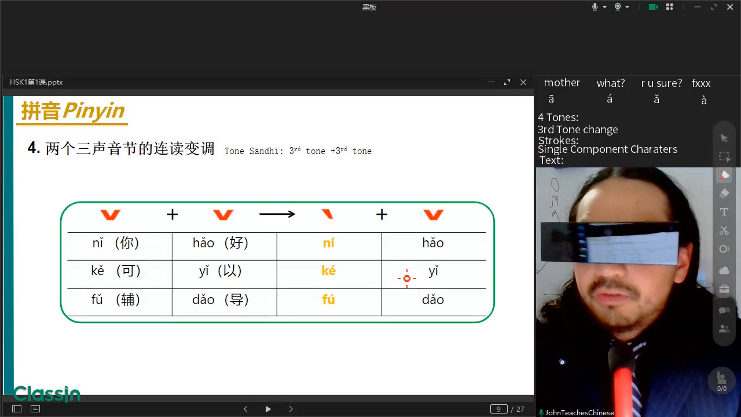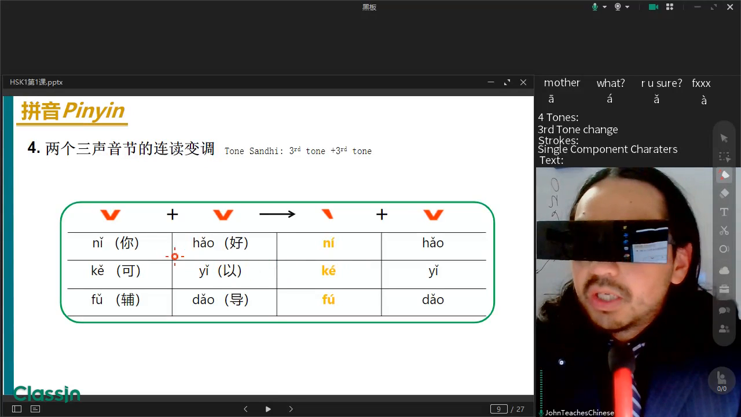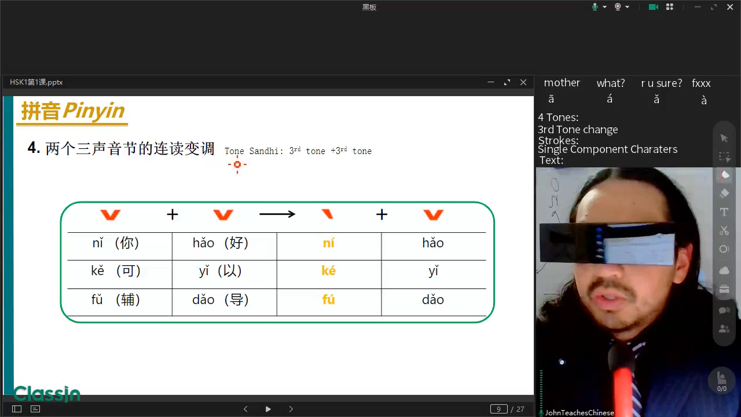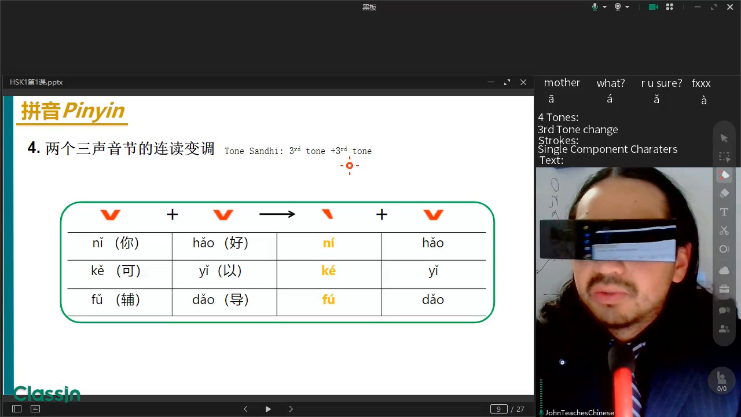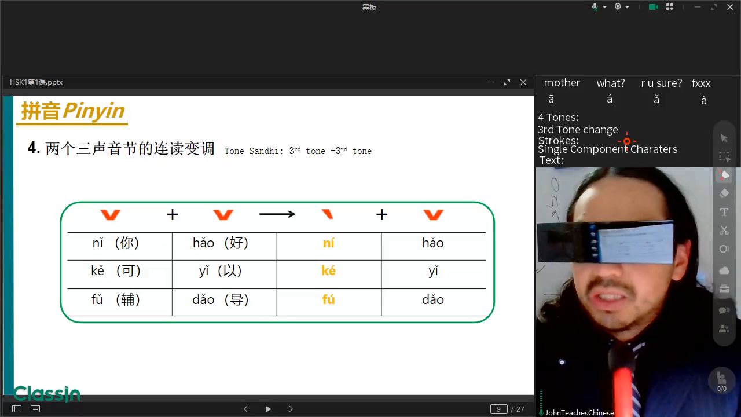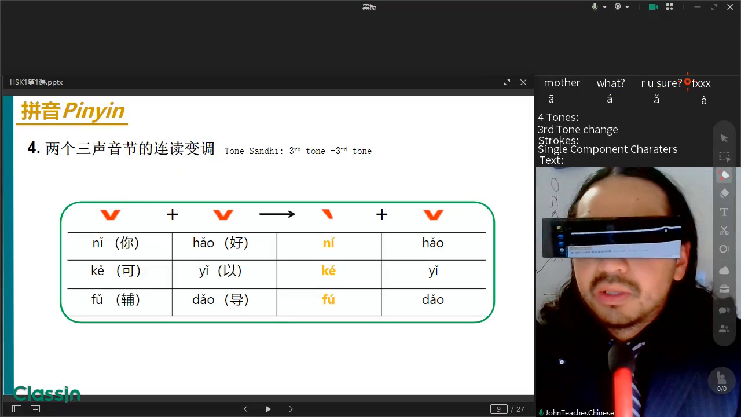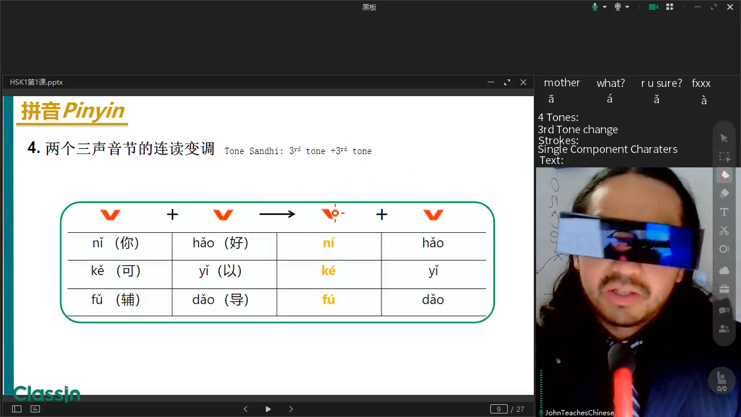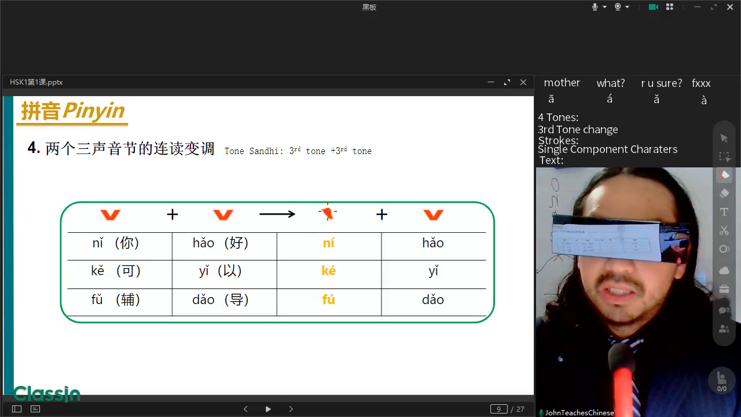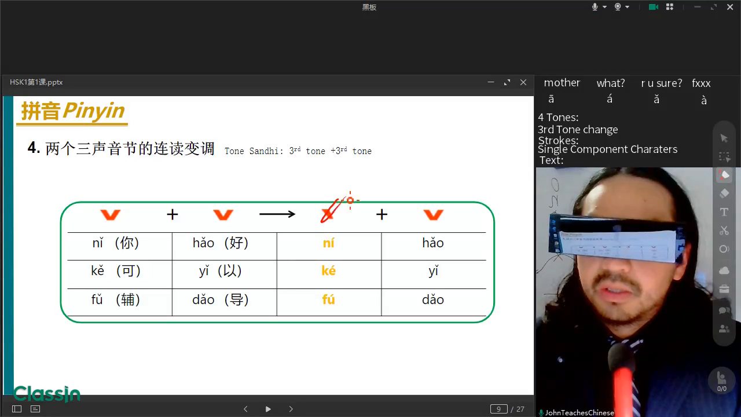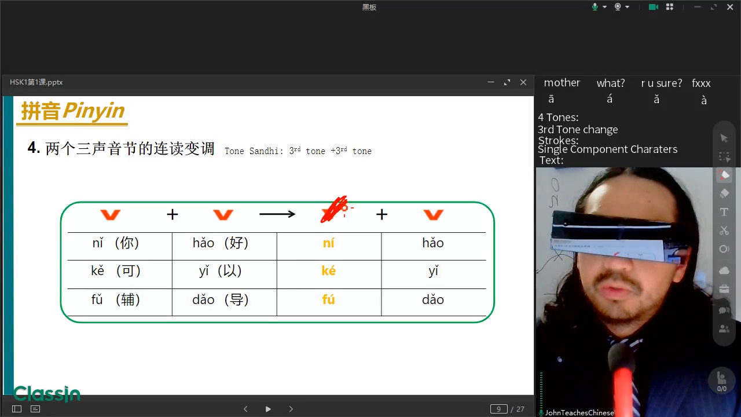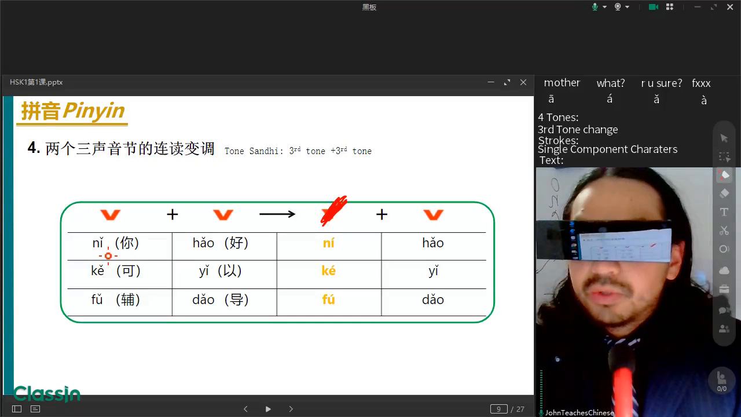In the coming 15 to 20 minutes, we're going to learn the tone change Sanji. I don't know the exact meaning of it, but I would like to call it the third tone change. Third tone, which means the third tone changes into some other tone. As you see, the third tone will become the second tone. First, we just have a look.